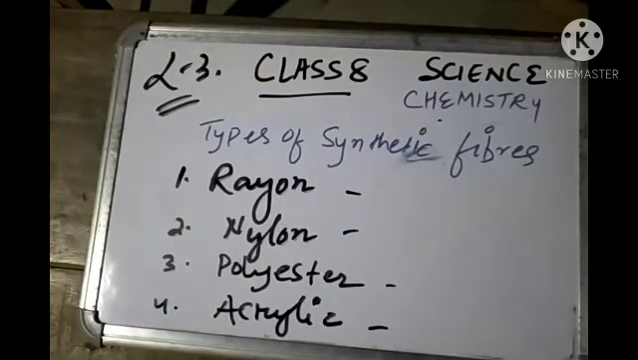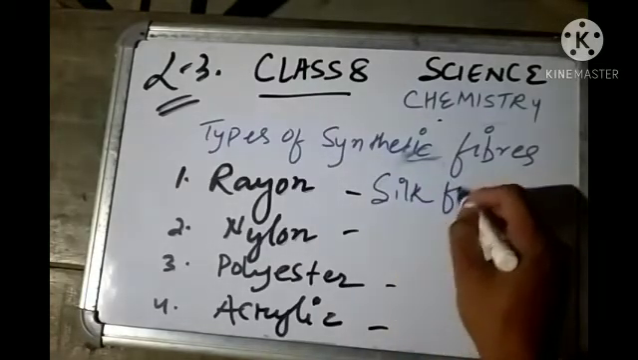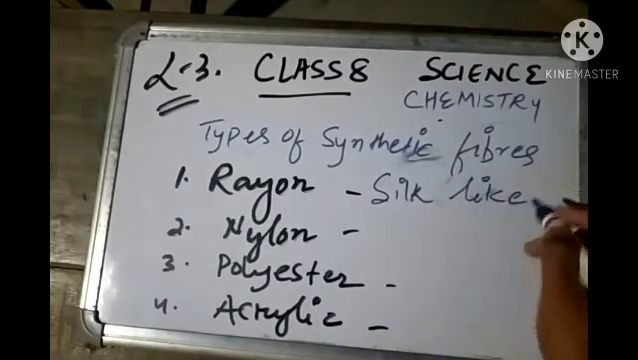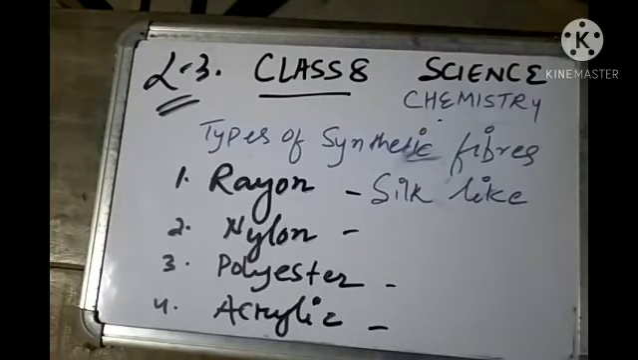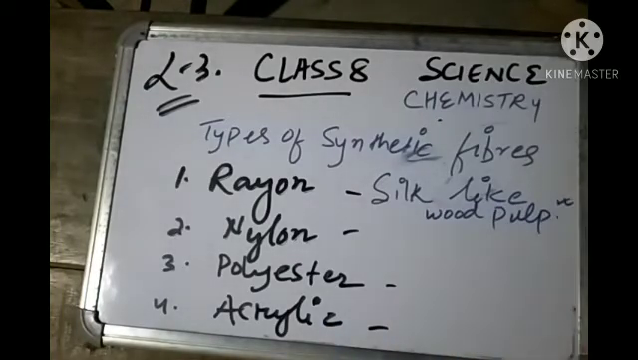Rayon is a synthetic fiber, a silk-like fiber. Silk is obtained from silkworm, it's a natural fiber. Rayon is a synthetic fiber which resembles silk. Such fiber was obtained by chemical treatment of wood pulp. It is semi-synthetic, not fully synthetic.